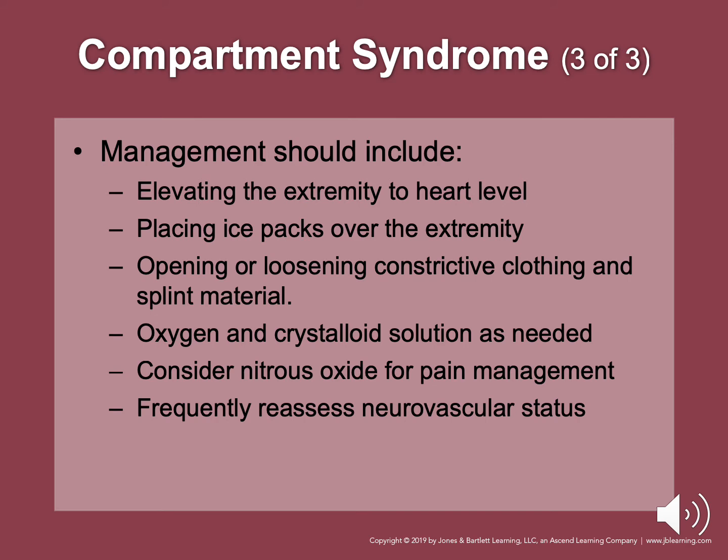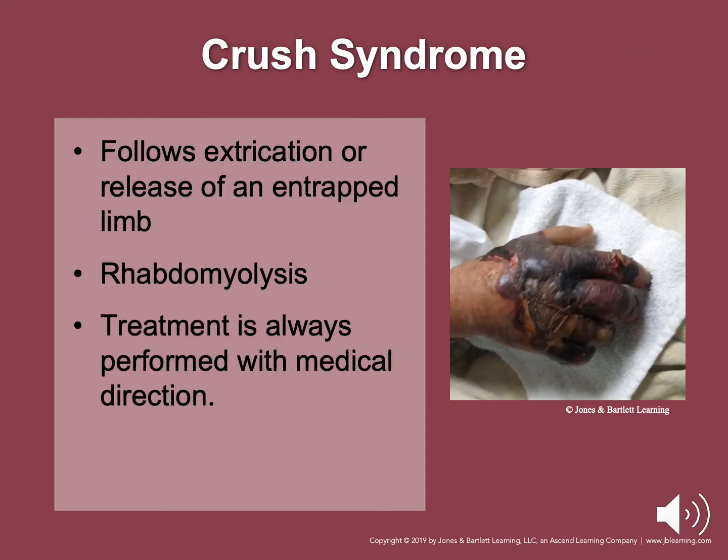Crush syndrome occurs following the extrication or release of an entrapped limb. Rhabdomyolysis is tissue necrosis that leads to the release of harmful products. After a muscle is compressed for 4 to 6 hours, the muscle cells begin to die and release their contents into the localized vasculature. Treatment should always be performed in the upward direction. So secure your ABCs, administer supplemental O2 and IV boluses, and do not apply a compressive device.